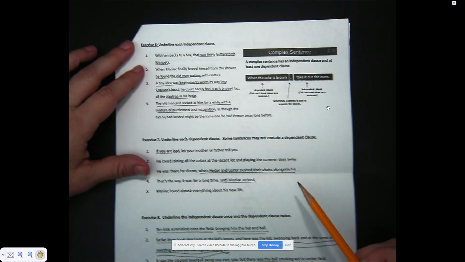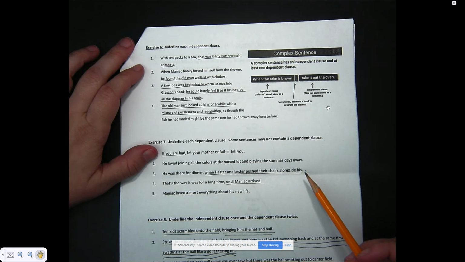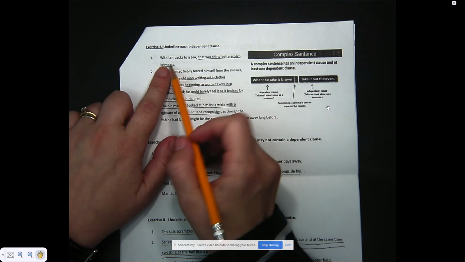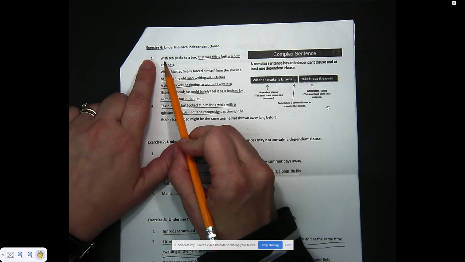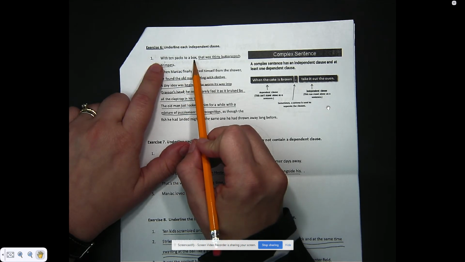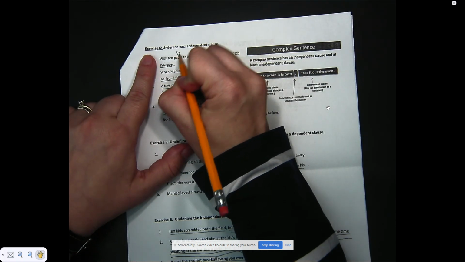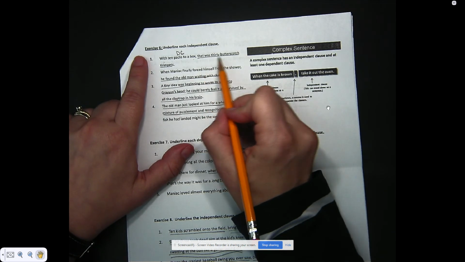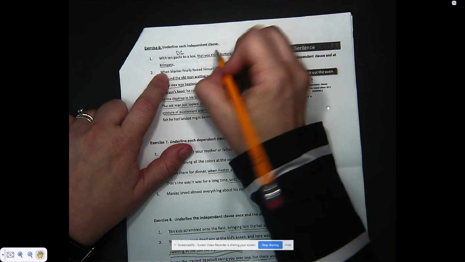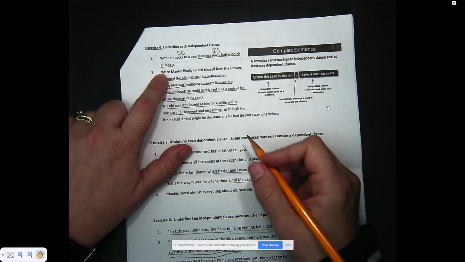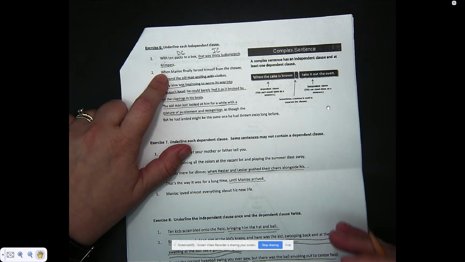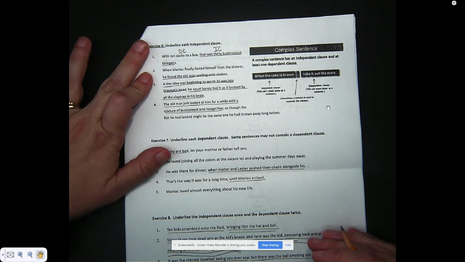So we're going to do part 3, exercise 6. You're going to underline each independent clause. With 10 packs to a box is actually a dependent clause. And then that was 30 butterscotch crumpets is an independent clause. Okay? Because that was 30 butterscotch crumpets is actually a sentence by itself.